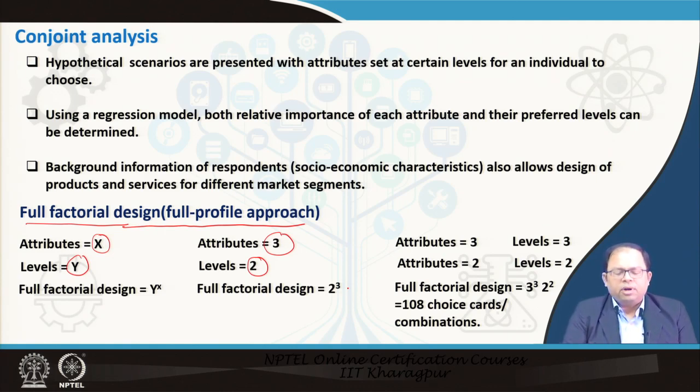Now, this is for the case where all the attributes have 2 levels. But if I have 3 attributes with 3 levels and 2 attributes with 2 levels each, in that case the full factorial design would be 3 to the power 3 into 2 to the power 2. That comes to 108 choice cards, or we can say 108 combinations. So as you can understand, this is very, very difficult for the researcher to actually decide what kind of combinations he can present to a person.